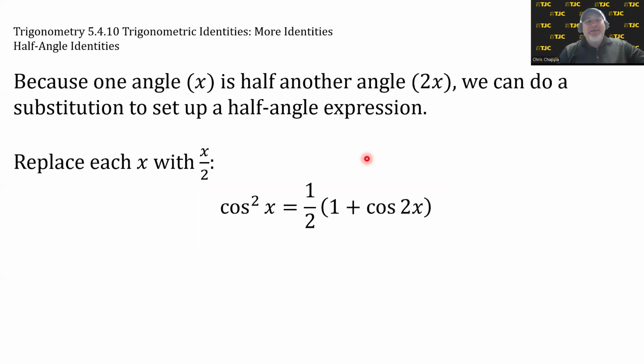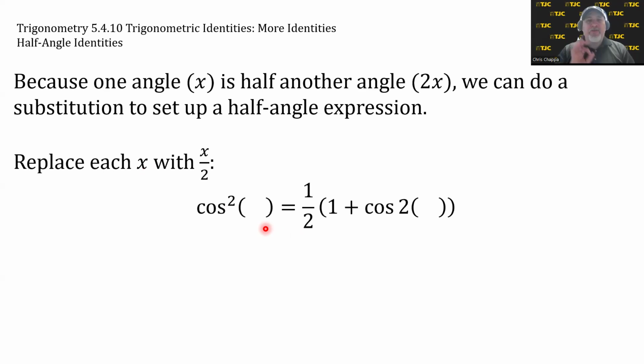So why do we start with that? Well, because one of the angles, x, is half another angle, 2x. So we can do a substitution to set up a half-angle expression. We're going to replace each x in this identity with x over 2. So let's remove the x's where they currently are, replace them with empty parentheses just for the time being, and now fill in those parentheses with x over 2.